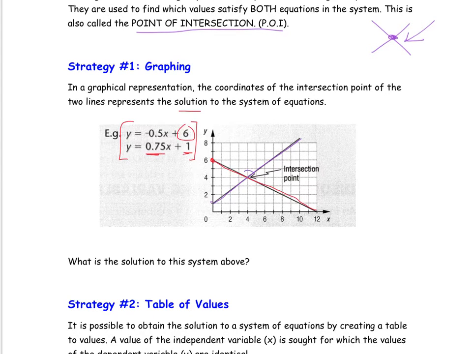And if we look here, the point of intersection is really easy to see on a graph. So the solution of the system above is (4, 4). And remember, x is first, y is second when you're talking about a coordinate. So that is the solution. That is where both of these lines cross, where they both have the same answer. That's why we call it a solution.